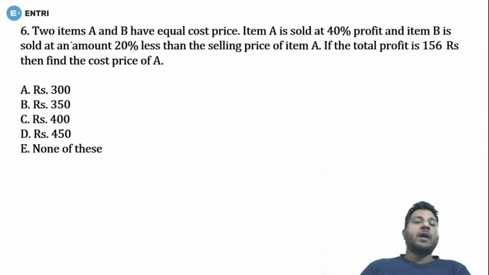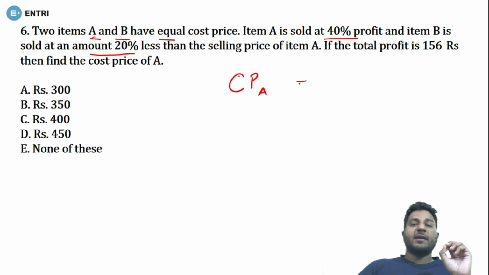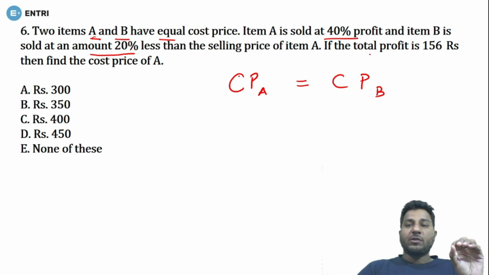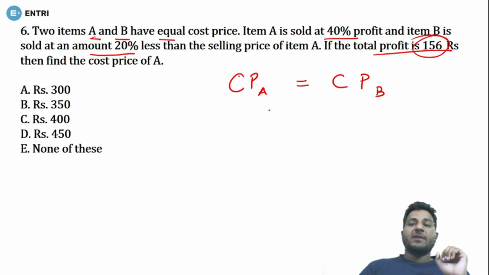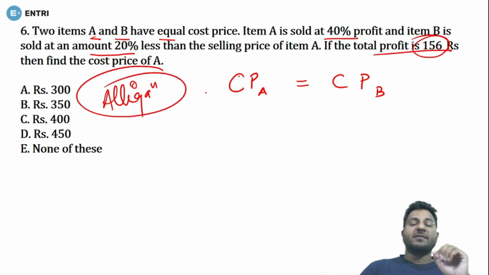Look at this. Two items A and B have equal cost price. Item A is sold at 40% profit and item B is sold at an amount 20% less than the selling price of item A. So let's say that cost price of item A is equal to cost price of item B. So when you mix, look at this. If the total profit is 156, then find the cost price of A. So when you say that both of them belong to 100%, you will use the allegation method in the mixing sense because it is a mixing sense.